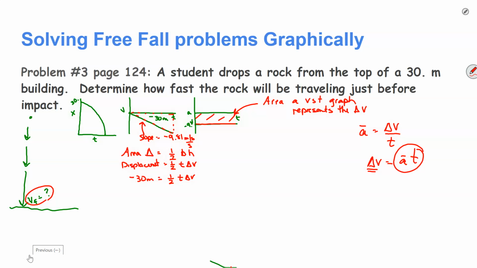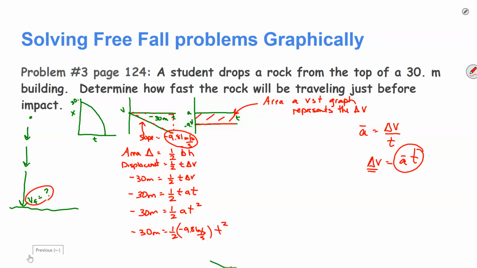And the reason I want that is because I do have the acceleration, so I want to be able to use that value. So I could say the negative 30 meters equals 1/2 t times a times t, and I can simplify that: 30 meters equals 1/2 a t squared. Now I can substitute in here. Negative 30 meters equals 1/2 times negative 9.81 meters per second each second times t squared.